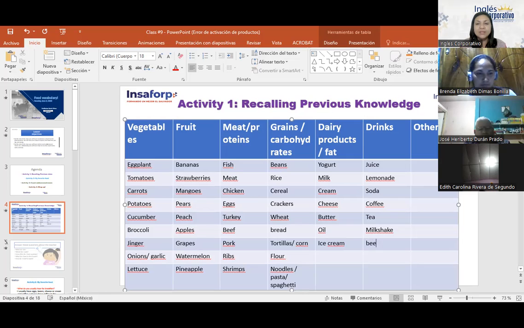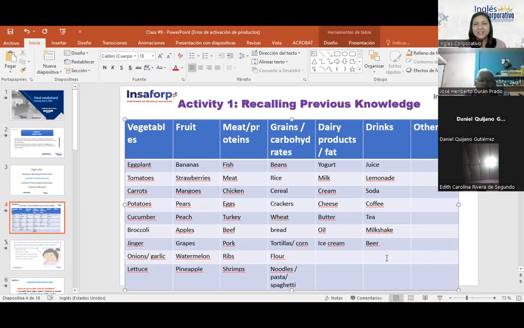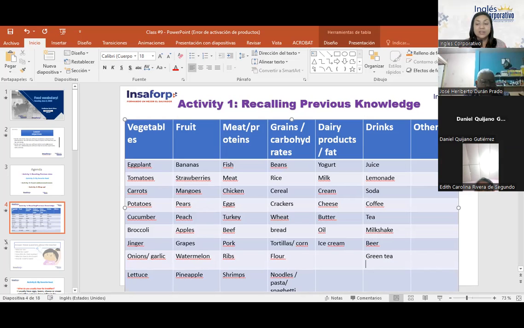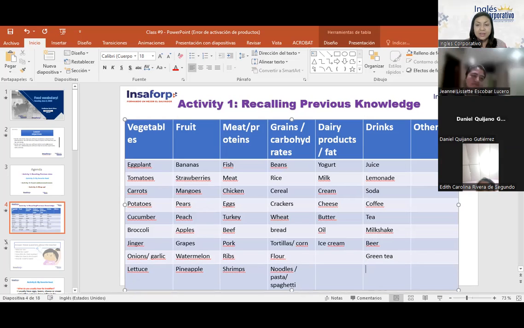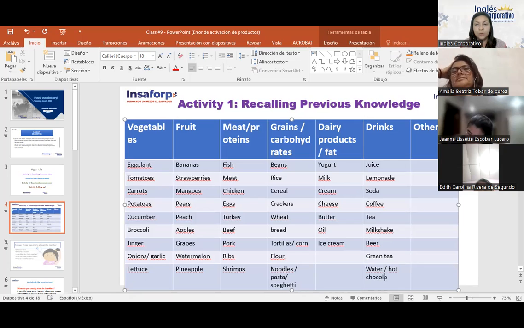Okay, what about this one? The Pilsener and Modelo and all of those beers, right? Beers. Tigrin, the verde. Oh, green tea. Water. Yeah. Chocolate. Hot chocolate. Or cocoa, right?